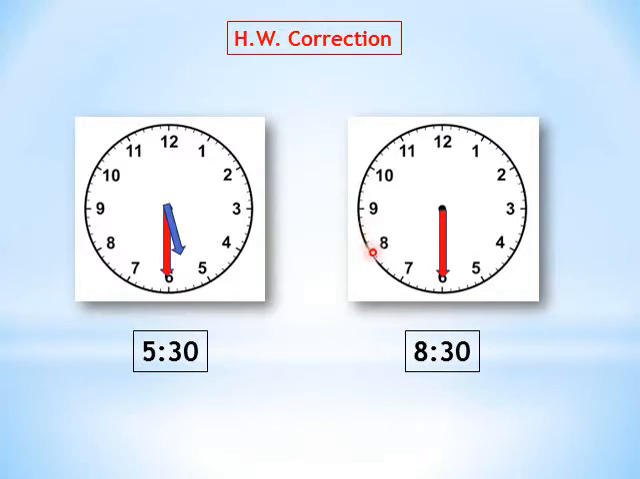8:30 means it was 8 o'clock. The hands are moving until we reach the middle here, 8:30, half past 8. So we are halfway between 8 and 9. So I draw the hour hand, the shorter one, pointing between 8 and 9.